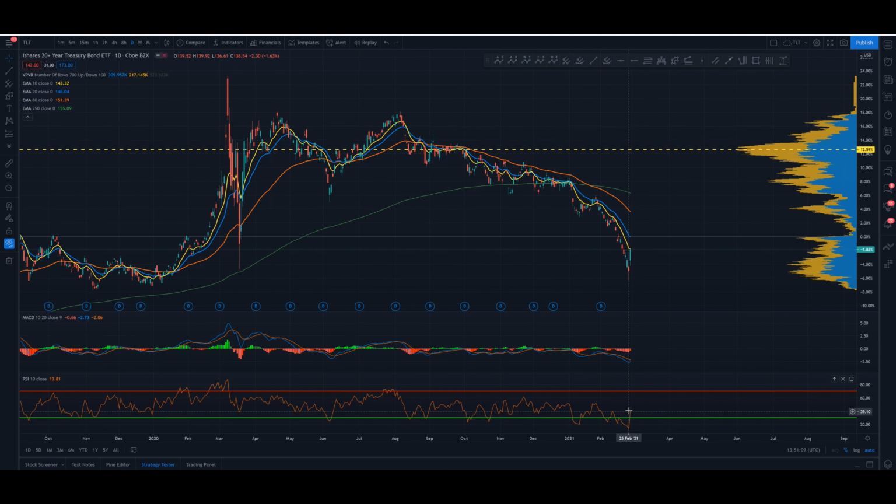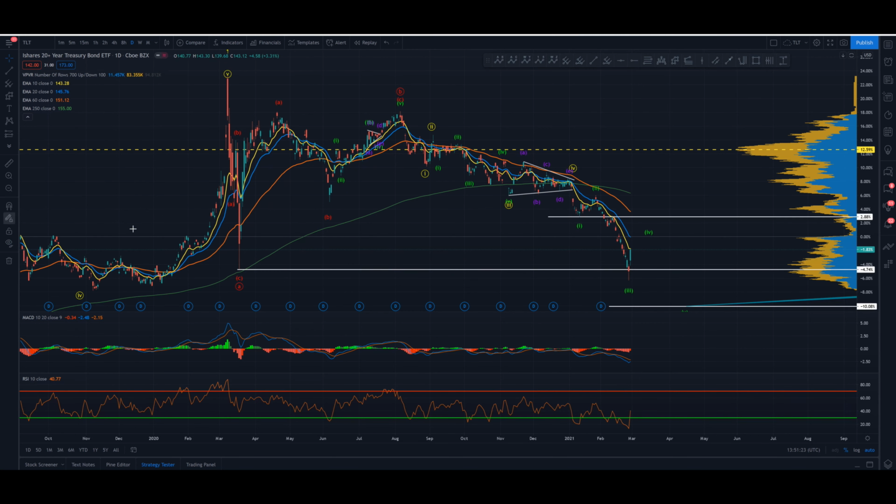A strong bounce out of oversold conditions back into neutral territory, just touching the 40 to 60 zone. So yes, maybe a bounce to the upside is due. Maybe it's a major pivot, but maybe not. Right, so let's bring up our Elliott wave count and see how I've got this counted at the moment.